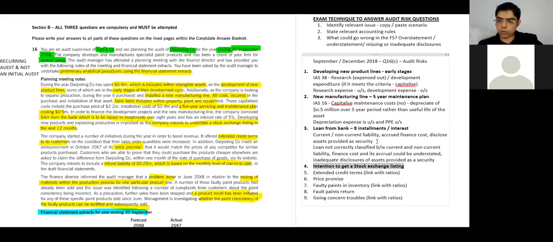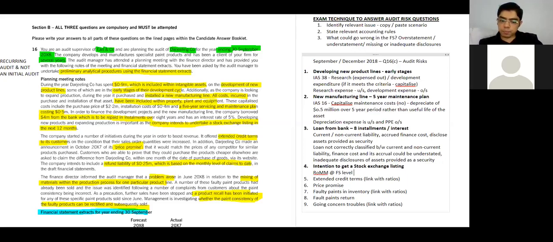Let's move on to the fourth risk. Intention to get a stock exchange listing. Now, this is actually a fraud risk factor. Remember, there's a fraud risk factor. Why? Because in this particular scenario, this is a ROMM at what level? At the FS level, at the financial statement level.